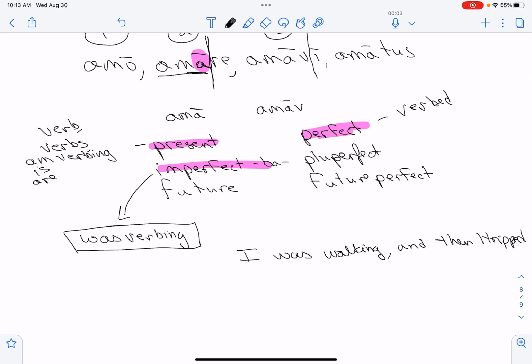So I was walking, that's imperfect, over a period of time, something that extends, and then I tripped, that's perfect, that is fast, and it's just typically translated verbed. If you have to give a helping verb for the perfect, it's either has or have verbed. But I typically just say start with just verbed and take it from there.